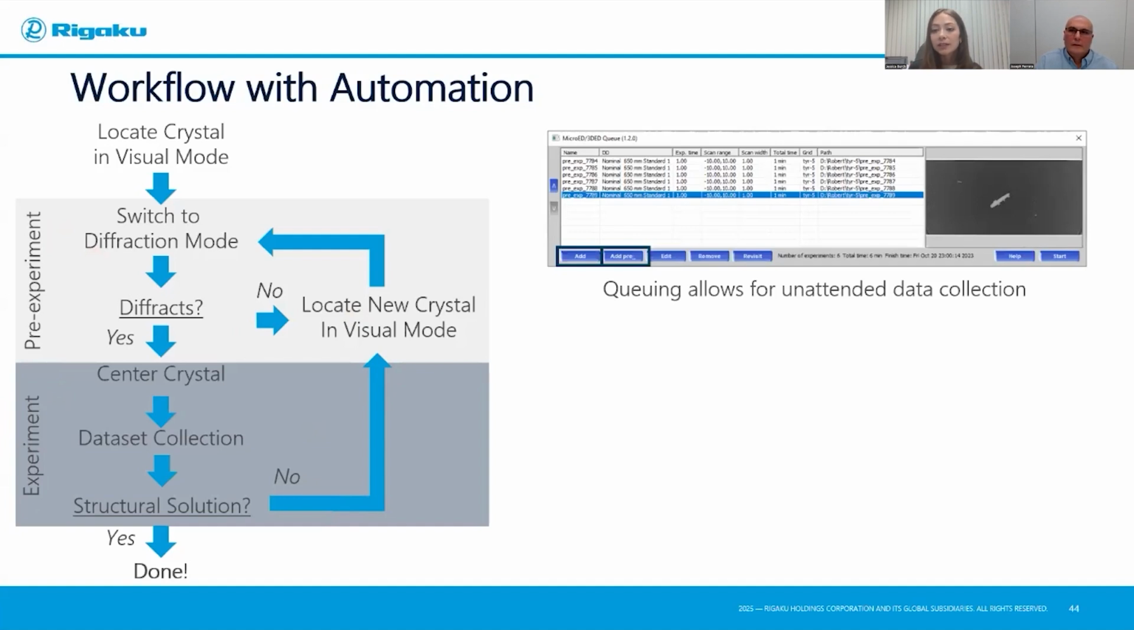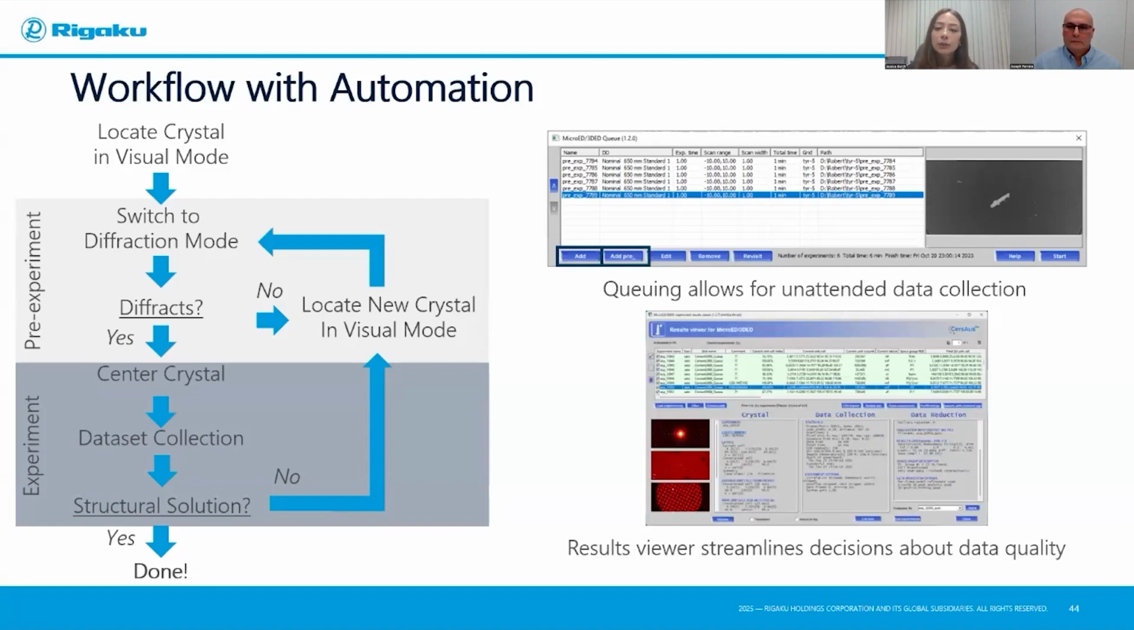What queuing allows us to do is set up unattended data collection. Essentially how this will work is we will visually identify crystals that we are interested in, although there are plans to implement some image recognition for this in the future. But at current times, you would visually identify your crystals, and after you configure the pre-experiment or experiment, this is an unattended data collection process.